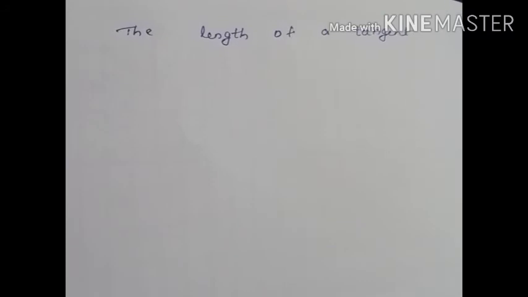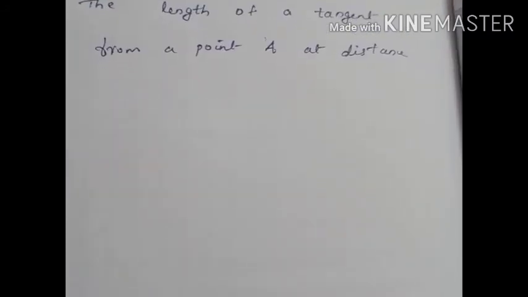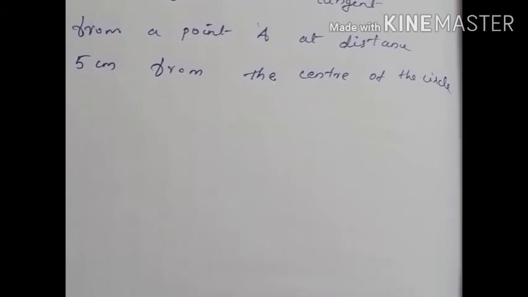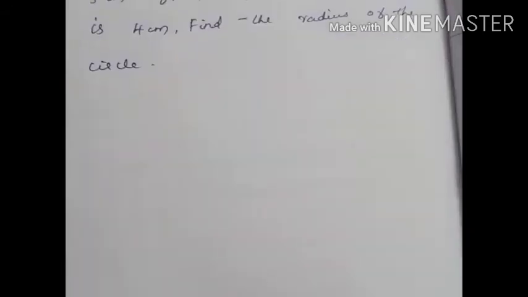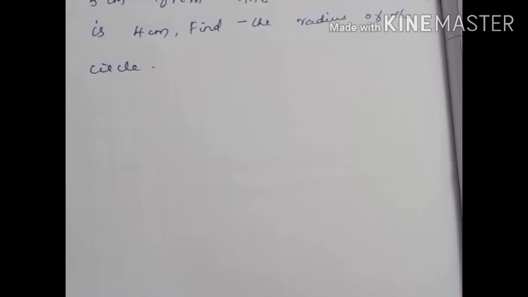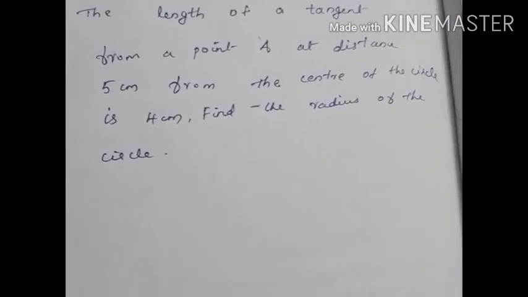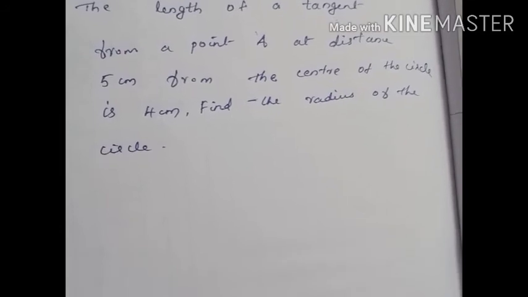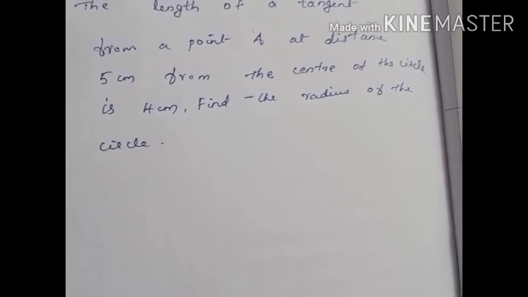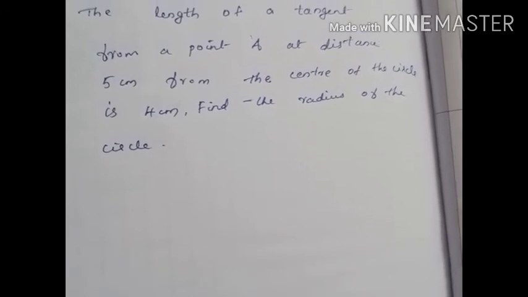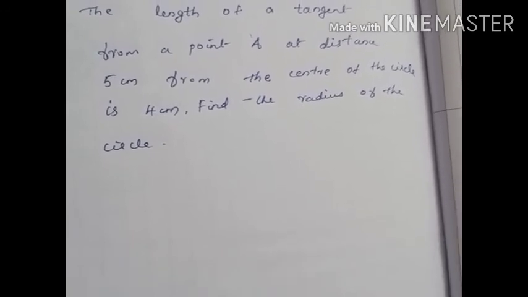The length of a tangent from a point A at a distance 5 cm from the center of the circle is 4 cm. Find the radius of the circle.